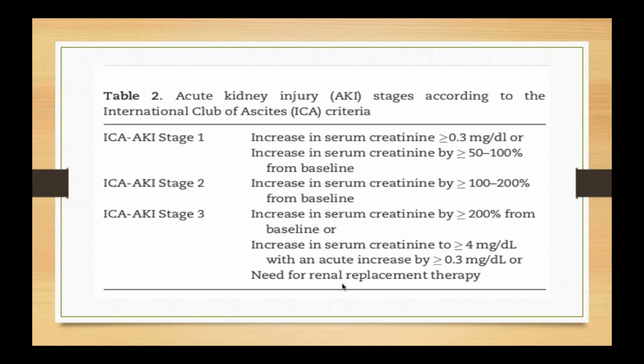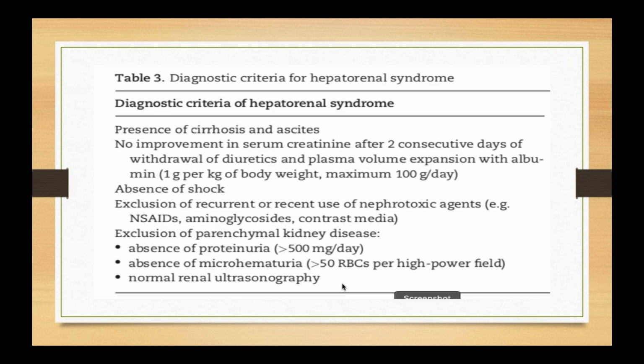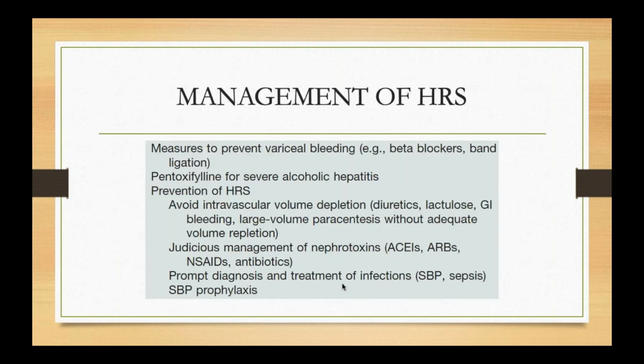AKI staging, multiple criteria are there. RIFLE criteria, I don't think you require at this stage. So what are the diagnostic criteria for hepatorenal syndrome? Presence of cirrhosis and ascites. No improvement in serum creatinine after 2 consecutive days of withdrawal of diuretic and plasma volume expansion with albumin. Absence of shock. Exclusion of recurrent or recent use of nephrotoxic drug. Exclusion of parenchymal liver disease. Basically, you rule out all other causes of kidney injury, then you can say it is a hepatorenal syndrome.